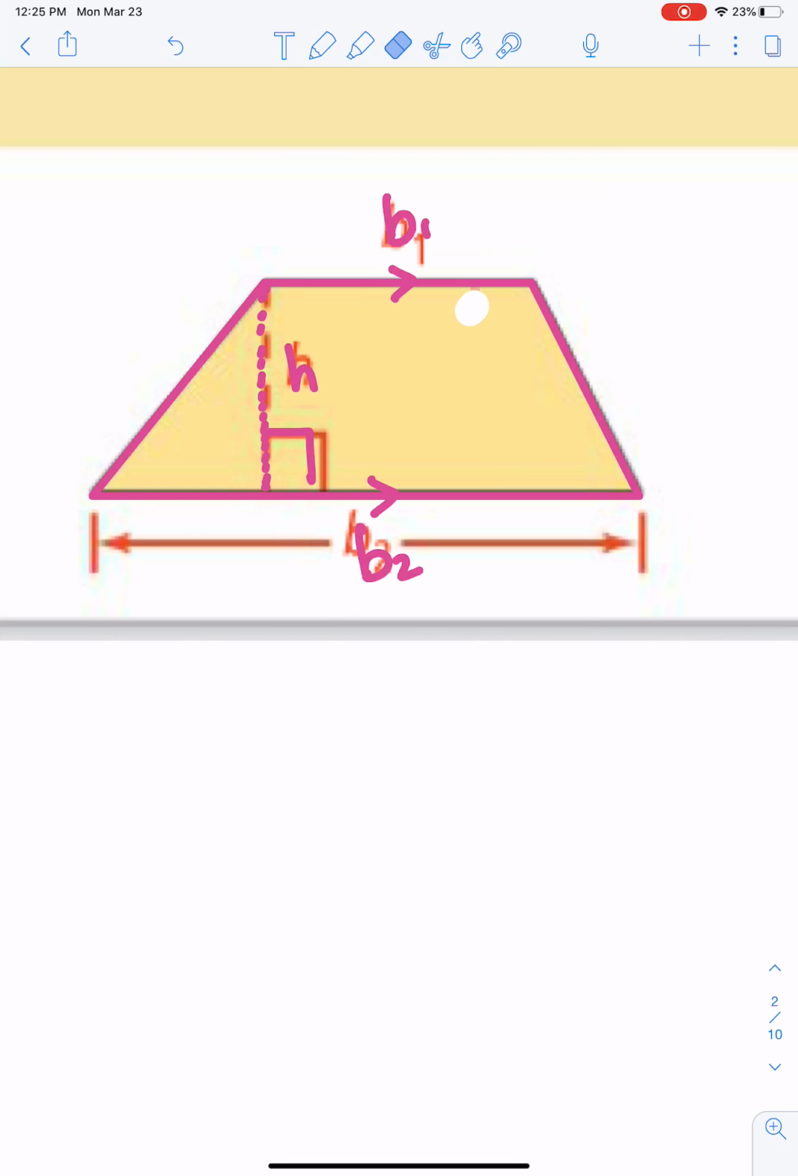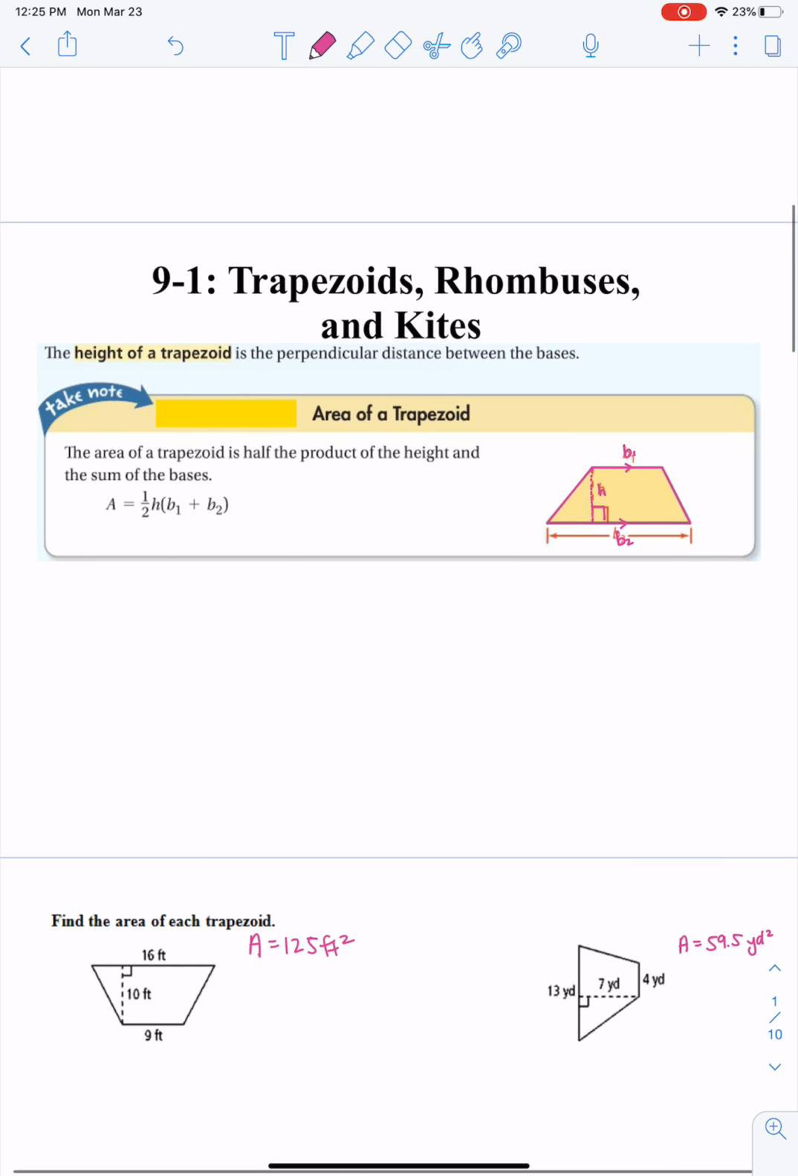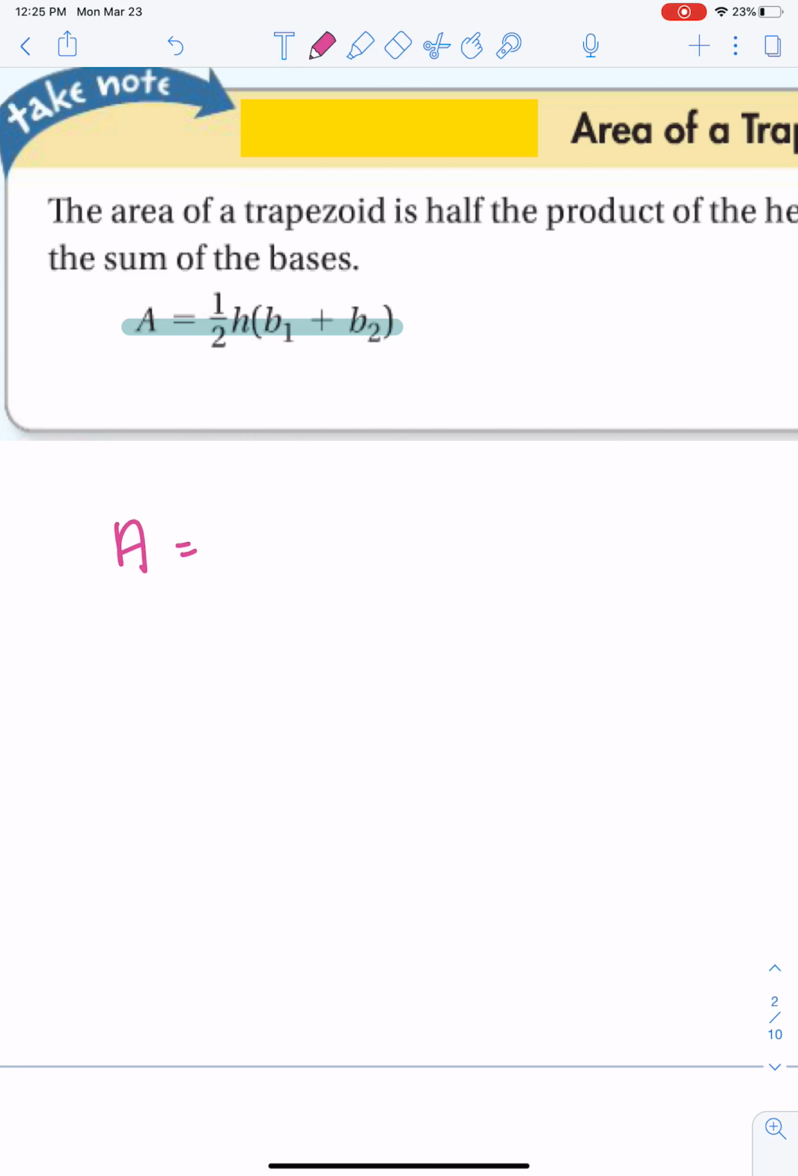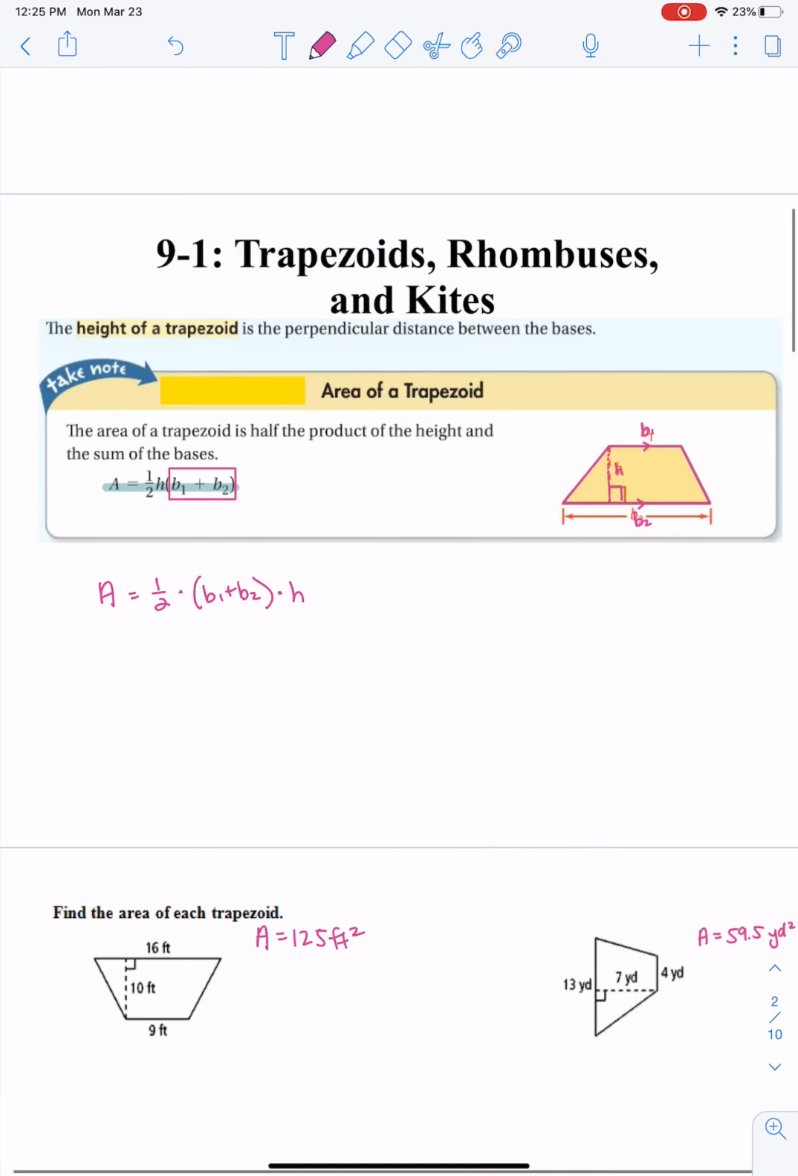So the formula for this is 1/2 or 0.5 times the height times base 1 plus base 2. I like to write it like this: base 1 plus base 2 first, to remind me to do that first. That is because of the order of operations, those parentheses are always first. So I just write it first to help me remember.